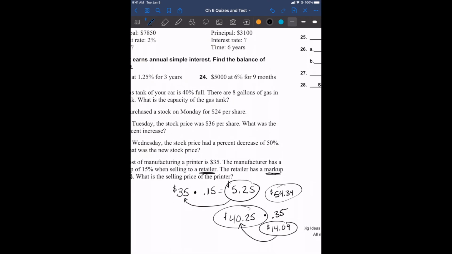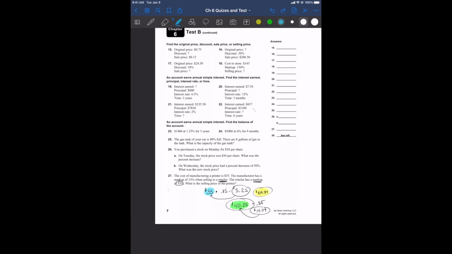What that means is you are buying a printer from Staples for this much money. Staples bought it from the company for this much money. The company built the printer for this much money. So you can see how down the line of command, the price goes up and up and up, okay? But your final answer would be $54 because it's asking what is the selling price. So it's how much is Staples selling it to you for, okay?